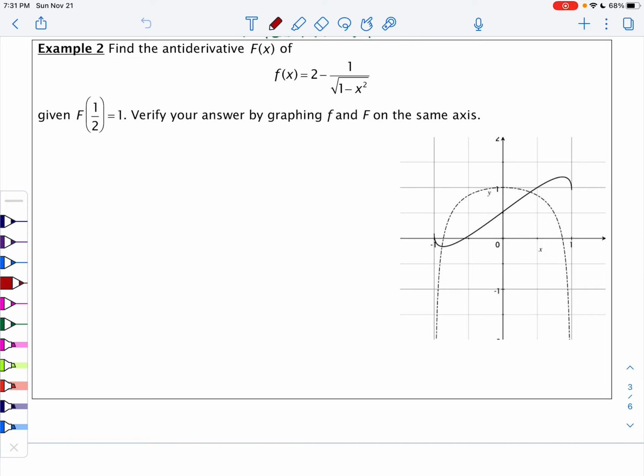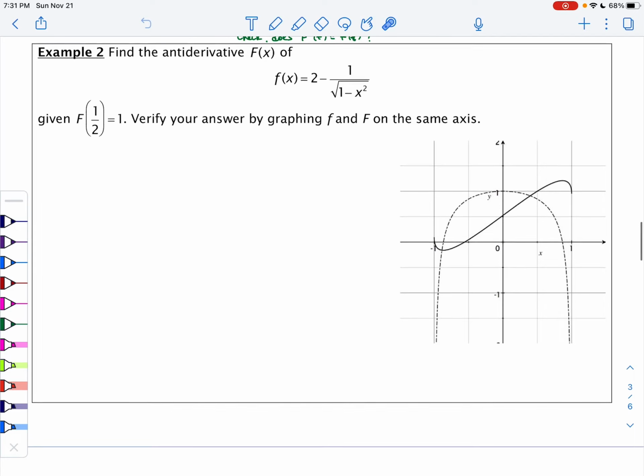So in finding a general antiderivative, we are finding a family of functions whose derivative is equal to the function that we are given. And in this initial value problem situation, we're going to be given a specific set of criteria for our big antiderivative that will allow us to find a specific value of c. So let's take a look at example 2 from our worksheet.